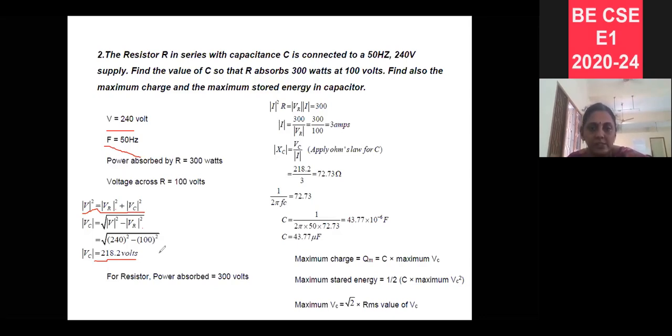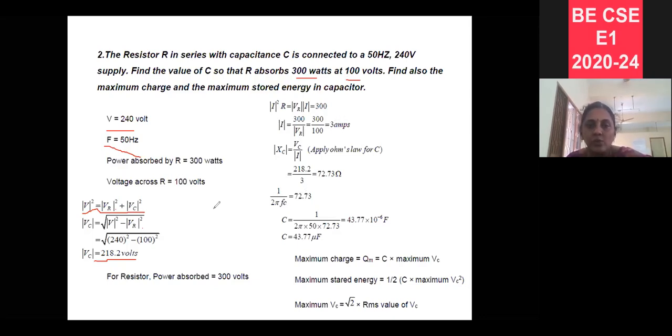Now with this, after finding the current value you can just equate it. We had got that as 300 watts. It has been given 300 watts. Power across the resistor is 300 watts. So with this we can find the current, right? I is equal to P by V. Power is given to be 300, voltage is given to be 100. So with this we can find the current value, right?